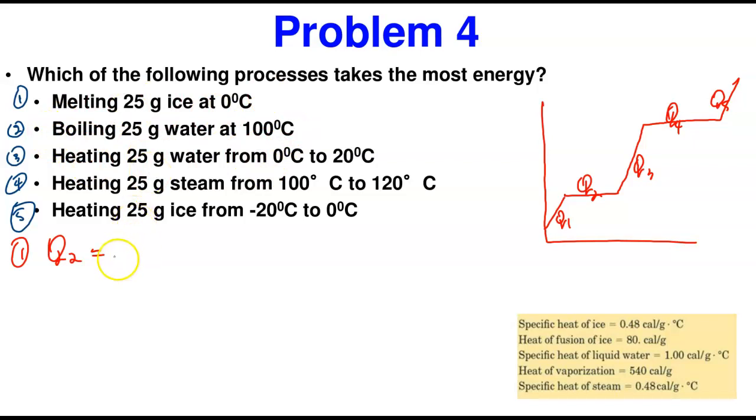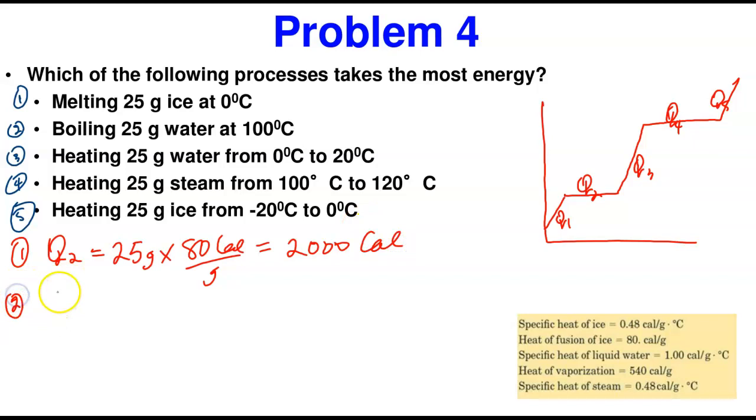So Q2 is going to be mass times heat of fusion. That's what you have here. So the mass of water we need here is 25 grams for all of them. And you're going to multiply that times 80 calories per gram. You're going to have 2,000 calories. Now for 2, boiling water means change of state here. This is change of state. So remember, this is change of state.